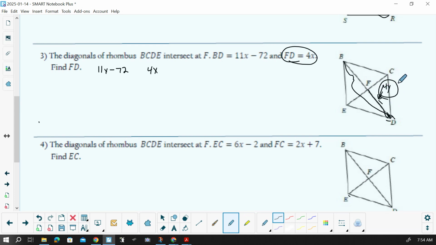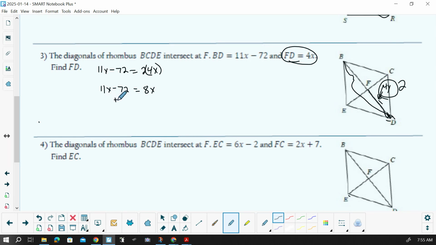So I need 2 of those, right? 2 of them. So I'm going to go like this. I need 2 of those short ones to make it equal to the whole line. Now we can work it out. 11x minus 72 equals 8x.